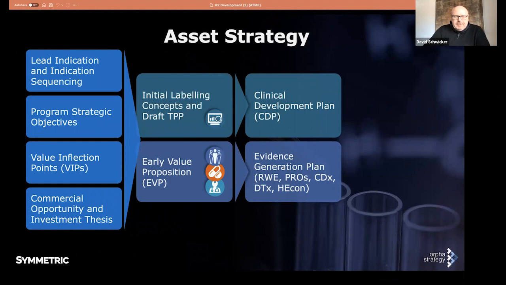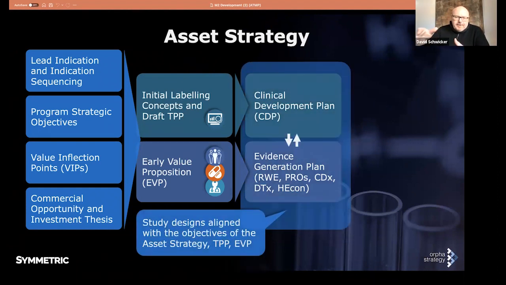And then based on that early value proposition, in integration with our clinical development plan, we are developing a complementary value evidence generation plan. In this plan, we might include a real-world evidence strategy, a patient-reported outcome strategy, a companion diagnostic or biomarker strategy, a digital strategy, and our good old venerable and tried and tested outcomes research and health economics, so the cost effectiveness, budget impact assessments, etc. So our study designs are always aligned with the overall objectives of the asset strategy, our therapeutic product profile, and our early value proposition.